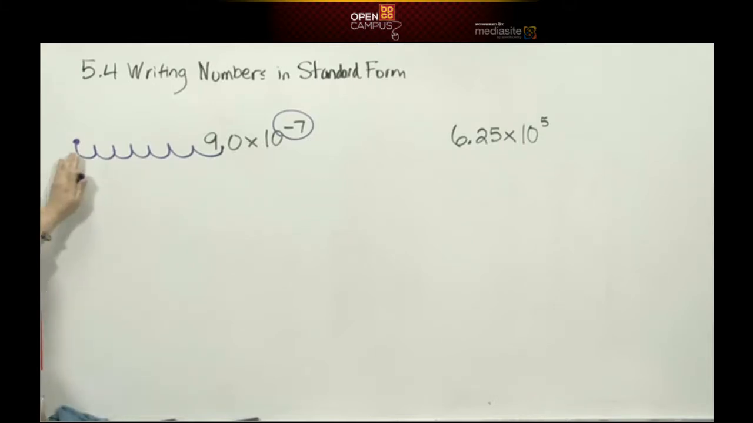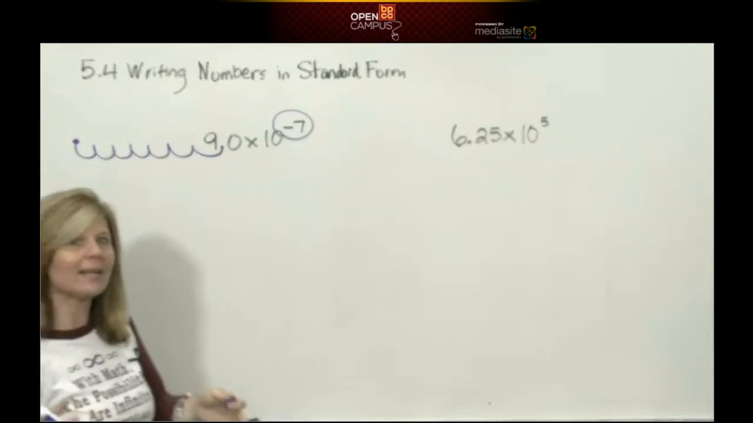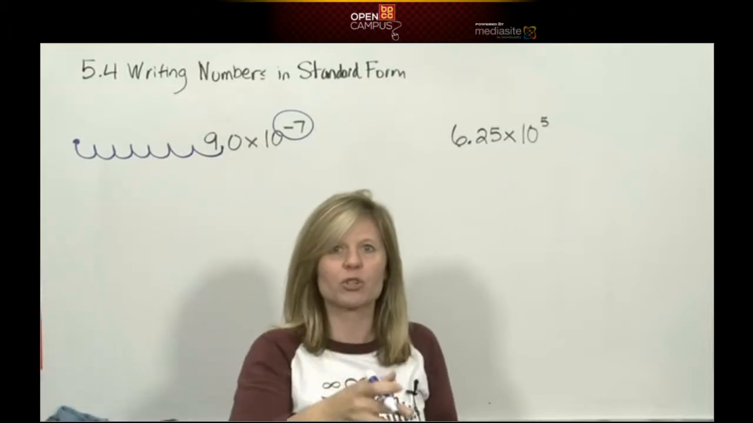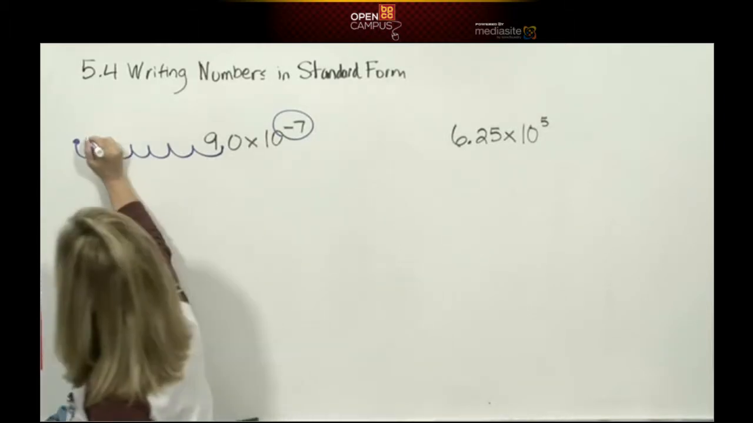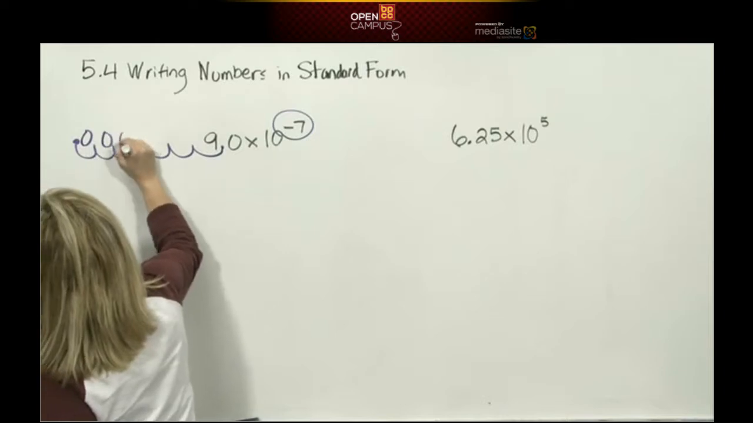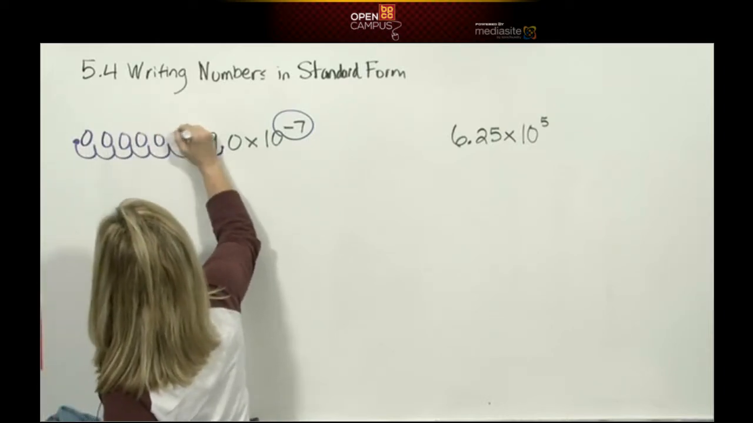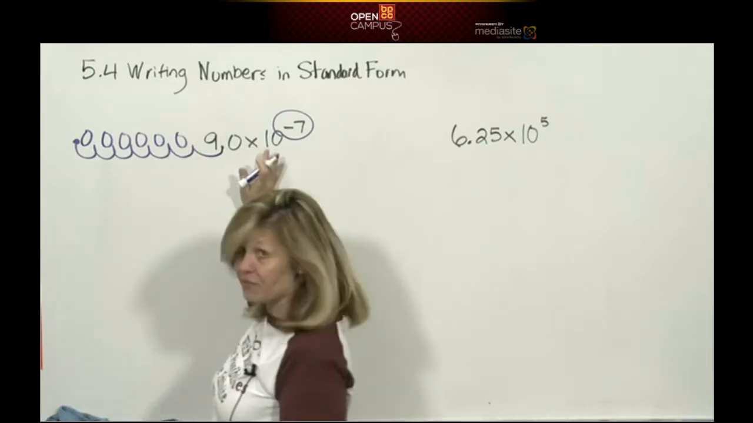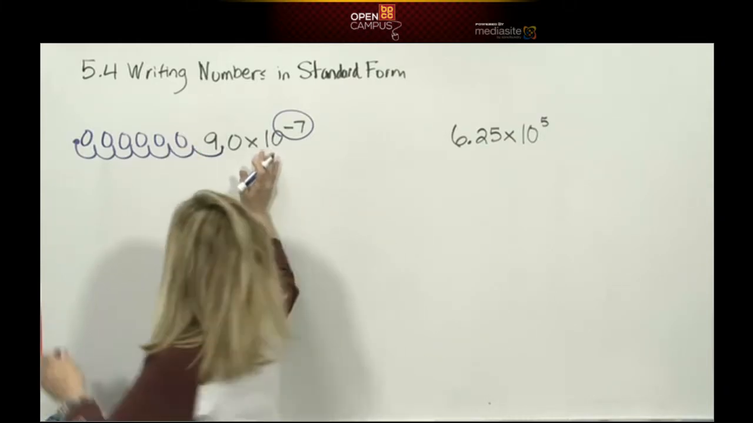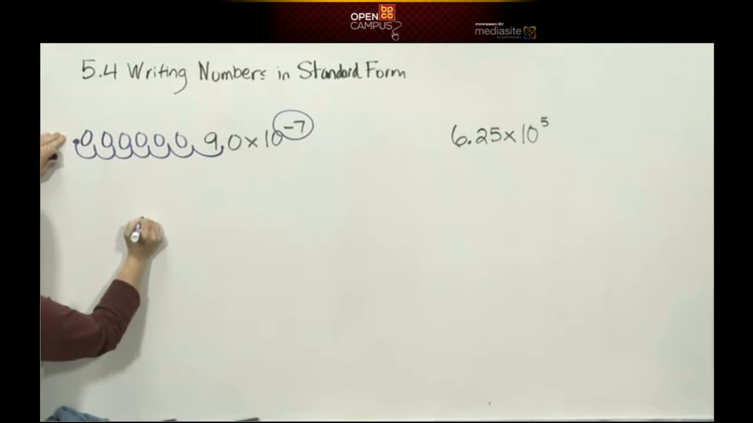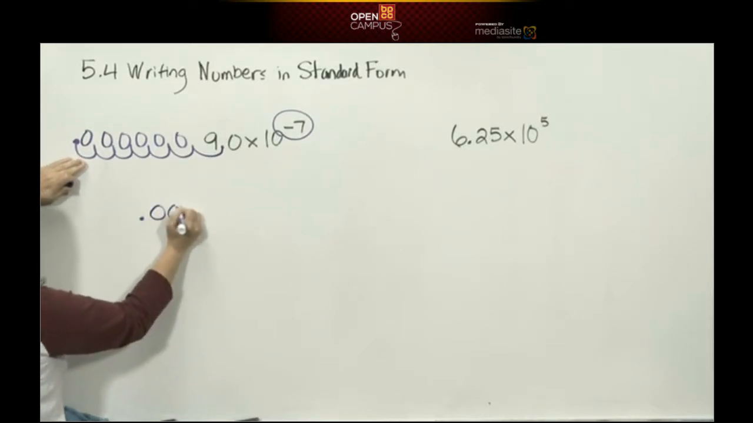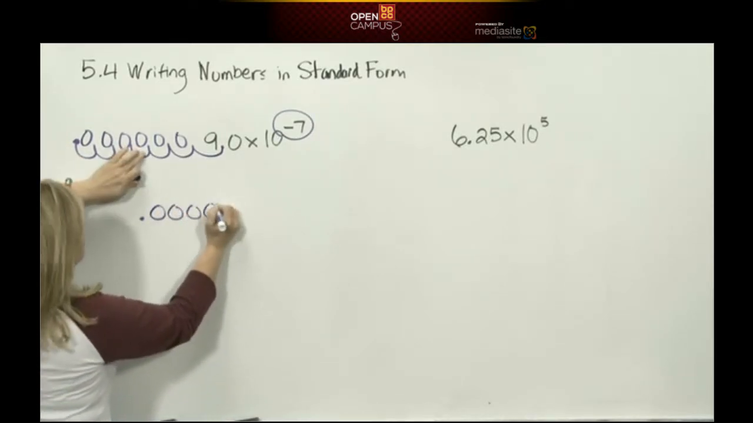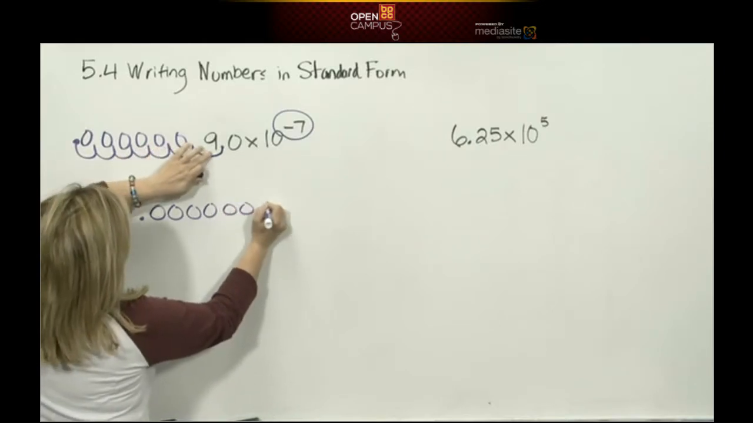Now the problem is you can't leave empty spots. When we write numbers, there are placeholders for all our positions. And our placeholders are zeros. 1, 2, 3, 4, 5, 6. So when I write this number out of scientific notation into standard form, here's my decimal point. I got 0, 0, 0, 0, 0, 0, 9.